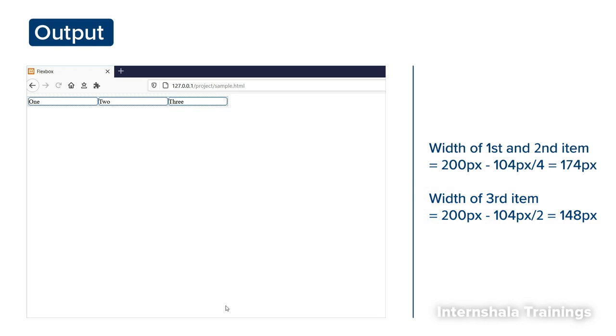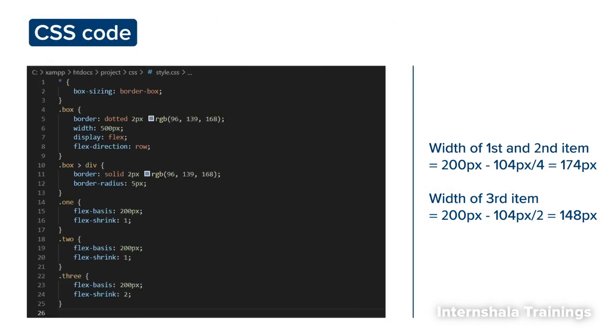Now you may ask, why are we dividing by 4 for the first and second element and by 2 for the third element? Well, this is because the width is distributed between the first, second and third item in the ratio of 1:1:2 respectively. This makes the share of the first and second item as 1 divided by 1 plus 1 plus 2, that is equal to 1 by 4. And the share of the third item as 2 divided by 4, that makes 1 by 2.